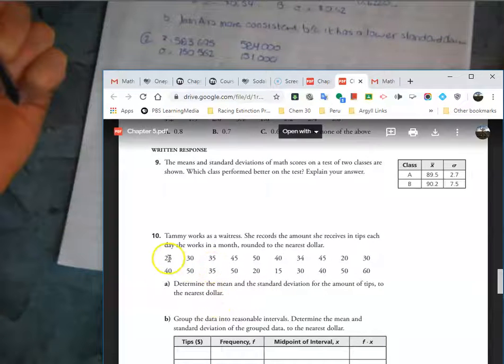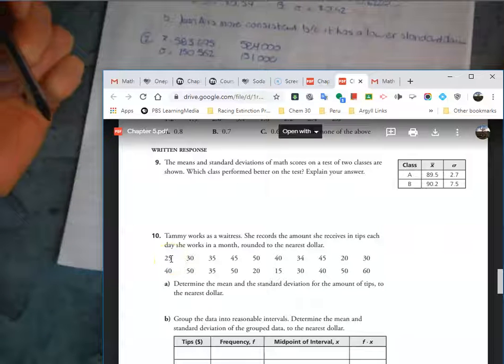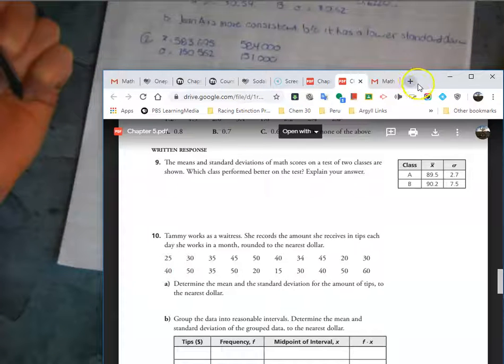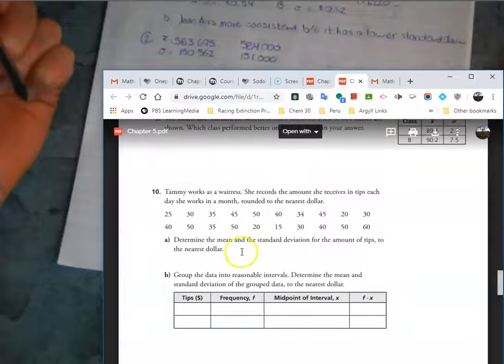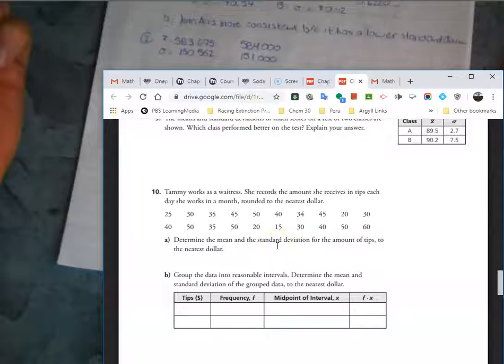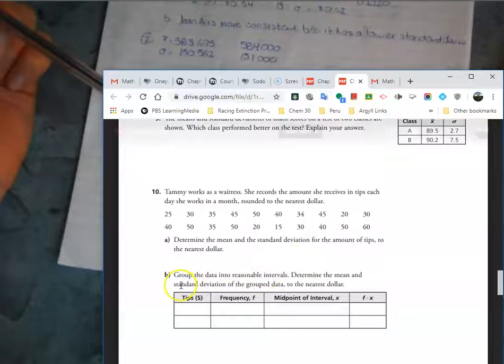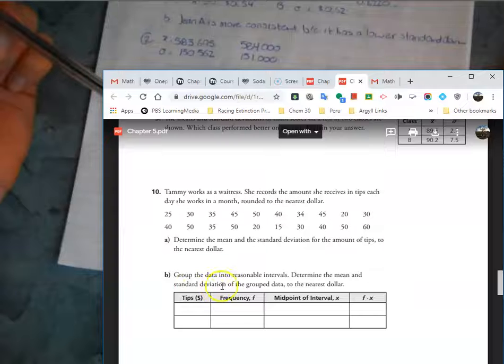Actually, I don't think I'm going to worry about that, because I think the question was only about part B. With this one, you can calculate the mean and standard deviation either using your calculator or by going through and calculating the data. I'm okay with either one. But then it says to group the data into reasonable intervals to determine the mean and standard deviation of the grouped data to the nearest dollar.